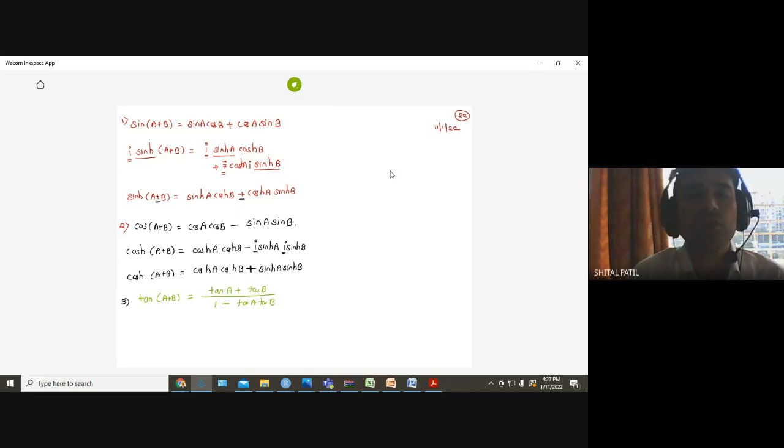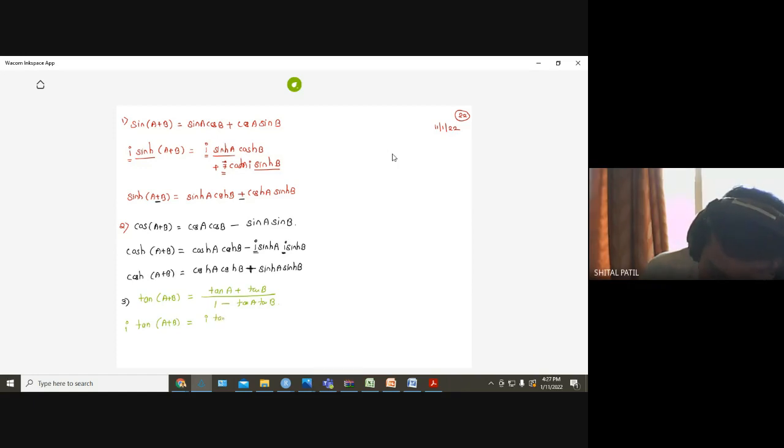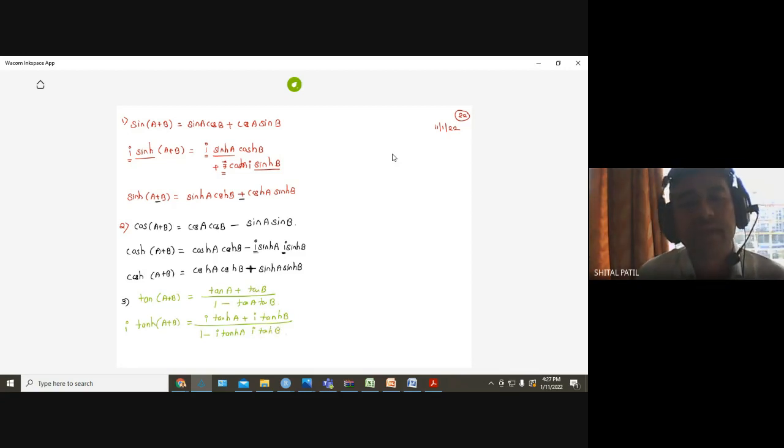So we want to convert this into hyperbolic. What is the coefficient of tan? I tan hyperbolic of (A plus B) equals I tan hyperbolic of A plus I tan hyperbolic of B divided by 1 minus I tan hyperbolic of A into I tan hyperbolic of B. Right. So we can take I common from here and that can be cancelled with this I.